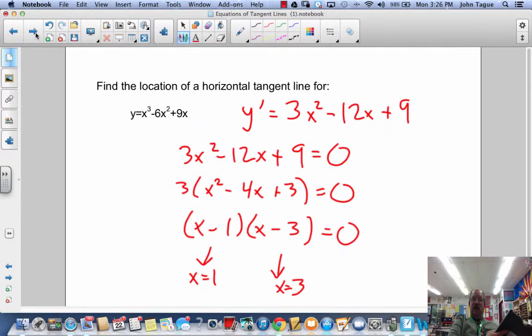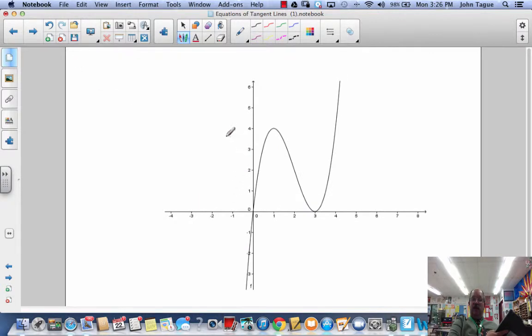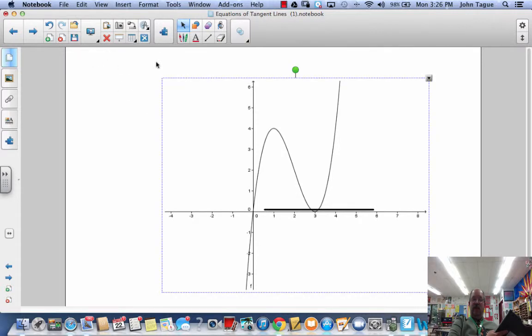Let's just look at what that x cubed minus 6x squared plus 9x looks like. It looks like this. And by golly, I would guess, oops, well, I'm a little low, but I would guess I have a horizontal tangent line right there, and I have another one right there. And x equals 1, and x equals 3. There you have it, I think.